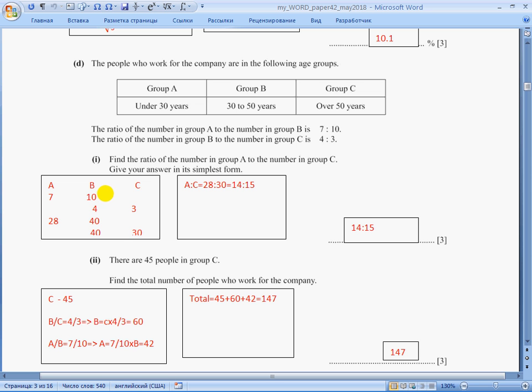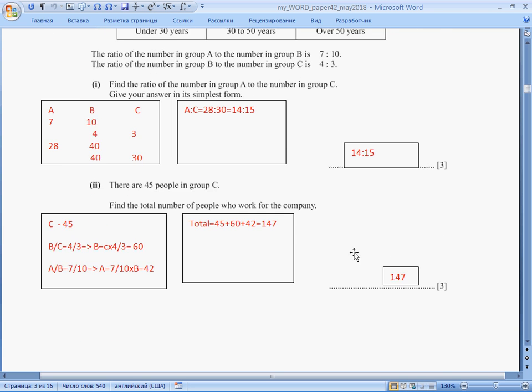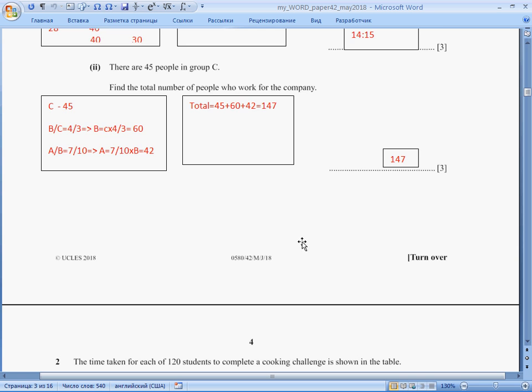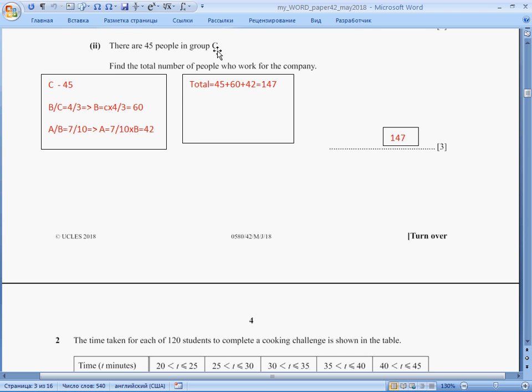Let's use common multiple. For example, 40. 40 corresponds for B to 28 for A, and 40 corresponds for C to 30. Now we can compare because here we have the same number. So A to C will be 28 to 30. We simplify, we get 14 to 15. There are 45 people in group C.